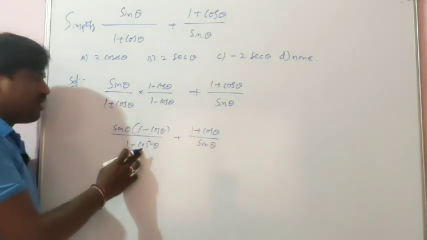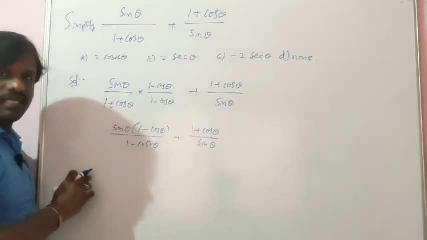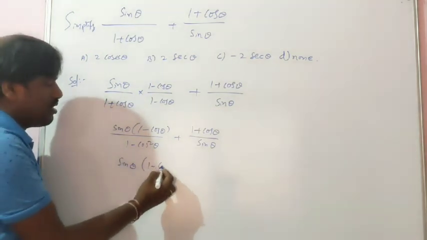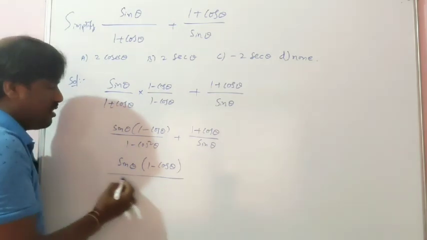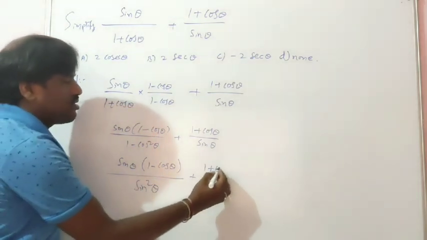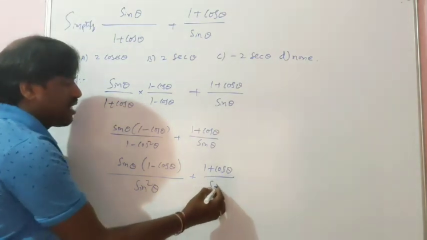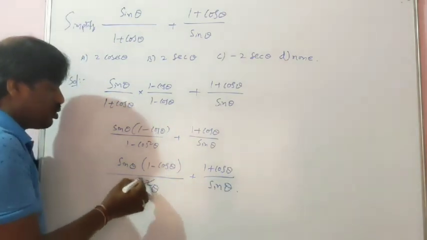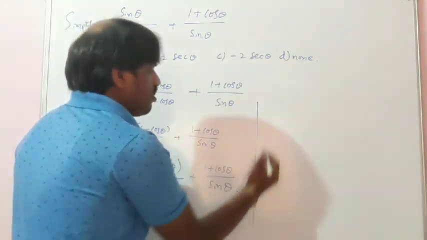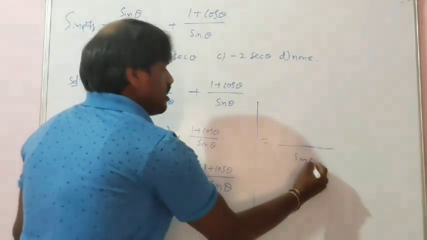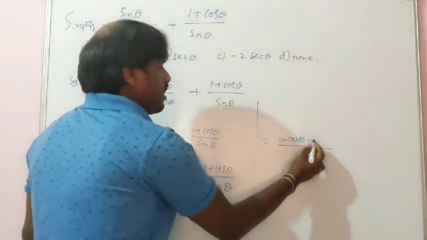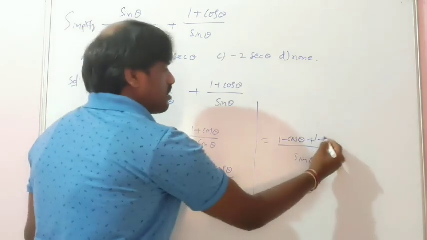You can see this 1 minus cos square theta can be written as sin square theta. So I can write sin theta into 1 minus cos theta divided by sin square theta, plus 1 plus cos theta divided by sin theta. See here, this logic you should know, this is cancelled out. Now I can take the LCM of sin theta. On the numerator I get 1 minus cos theta plus 1 plus cos theta.